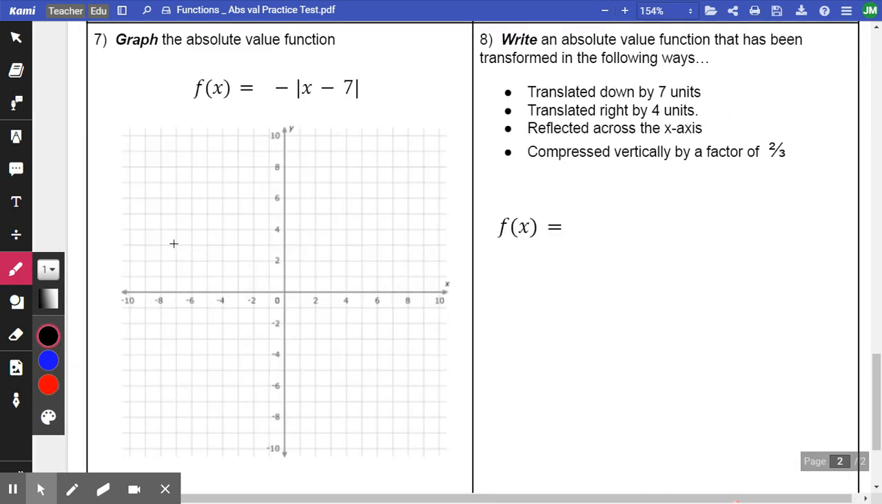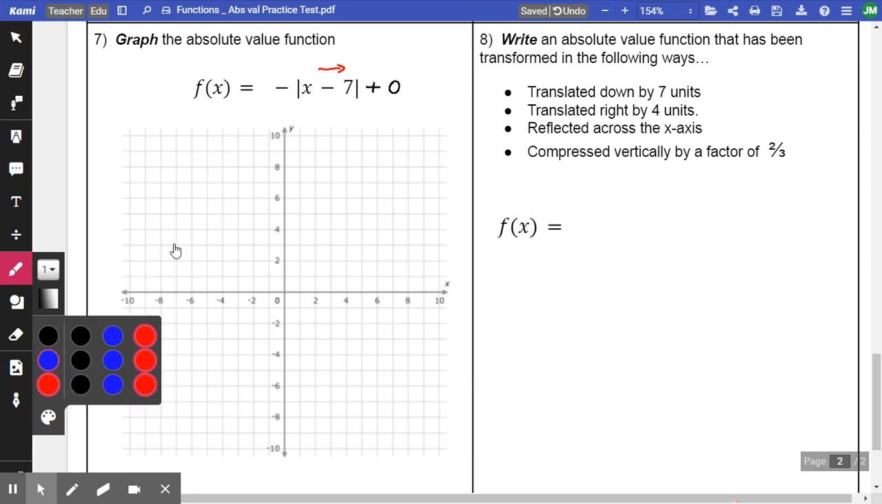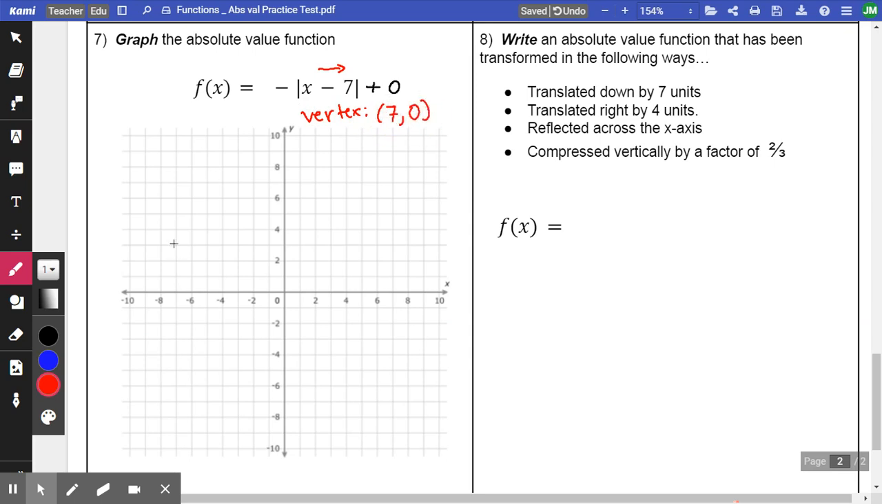Question number 7, graph the absolute value function. So here we have f of x equals negative the absolute value of x minus 7. All right, let's add a k here. Since it's missing, we can add 0. All right, we're going to be moving to the right, opposite of this, and we're going to stay at 0. So my vertex is going to be at 7, 0.